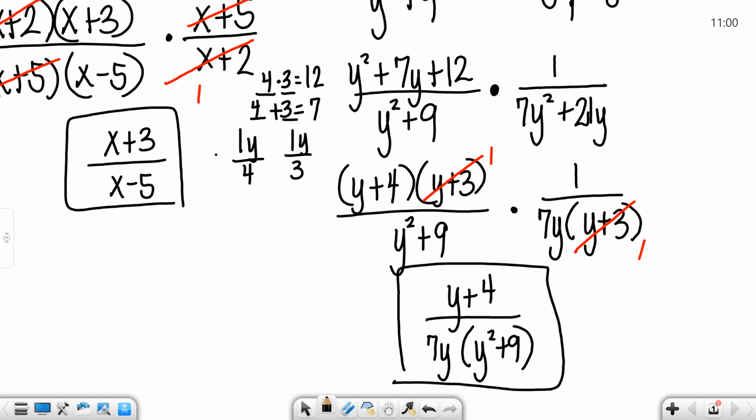So be careful when you are working with these fractions. Make sure that if it's divide, you change it to a multiply. And we've got lots of factoring all through the middle of these problems. If you have any questions, please let me know.